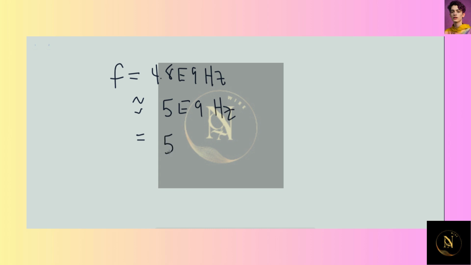Okay, doing all those calculations, we end up with a result of about 4.8 times 10 to the 9 hertz, which we can approximate to be 5 times 10 to the 9 hertz. So this would be 5 gigahertz. And that's it. Kind of a shortcut, but I think it's valid.